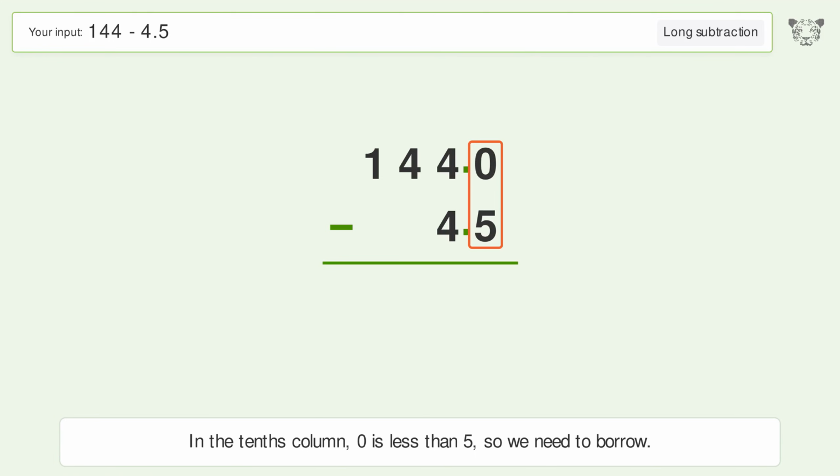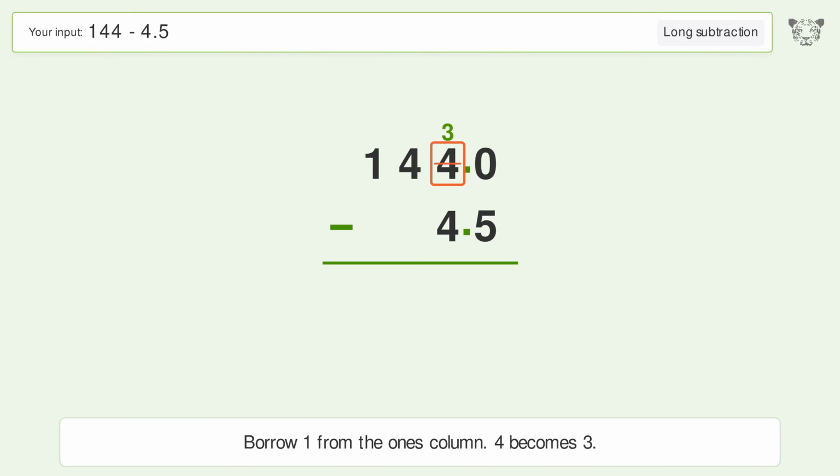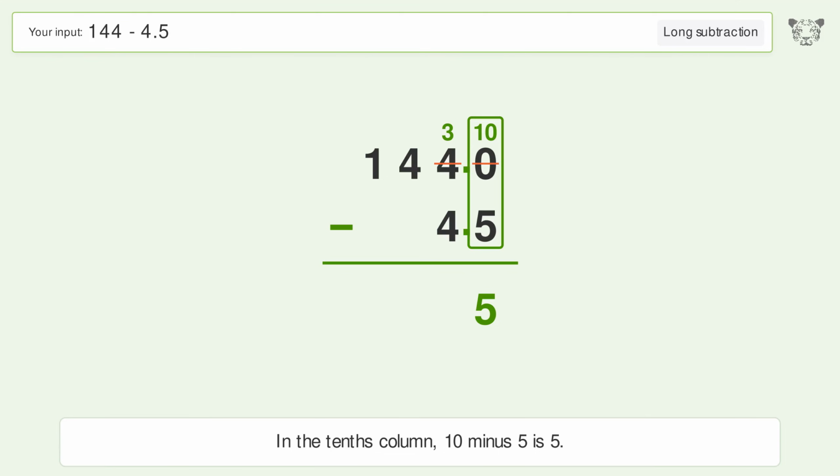In the tenths column, 0 is less than 5, so we need to borrow. Borrow 1 from the ones column. 4 becomes 3. The 0 in the tenths column becomes 10. In the tenths column, 10 minus 5 is 5.